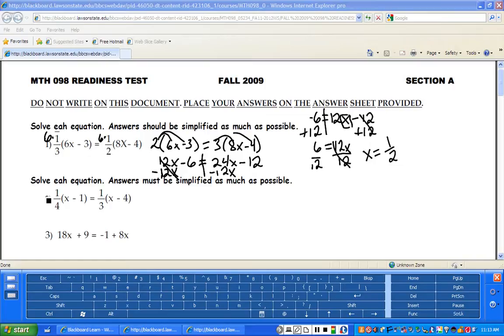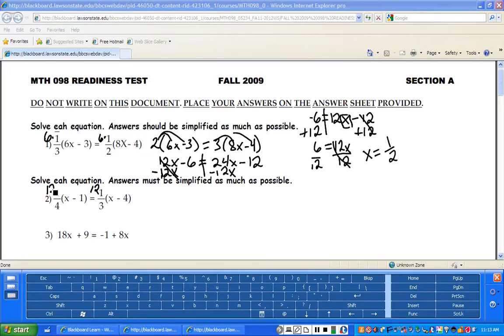Moving on to the next problem, number 2, we see a similar situation. We see fractions looking to be distributed into a set of parentheses. So we get rid of the fractions again by multiplying by a common denominator, which would be 12 in this case. Okay, so multiply both fractions by 12. Again, we will multiply everything that's not in parentheses. This x minus 4 is in parentheses, that's why we didn't multiply it by 12.